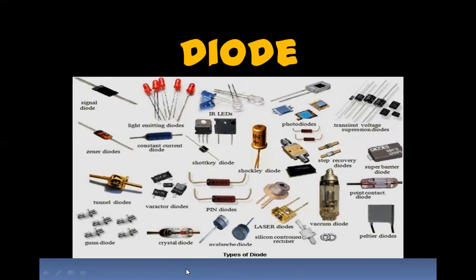These are a few pictures of diodes. You can see a lot of diodes over here. These are LED diodes. You can see the signal diodes. You can also see Schottky diodes, Zener diodes, pin diode, tunnel diode, laser, LEDs, point contact, and a lot of different diodes. So these are a few pictures of them. You can see how they look physically.